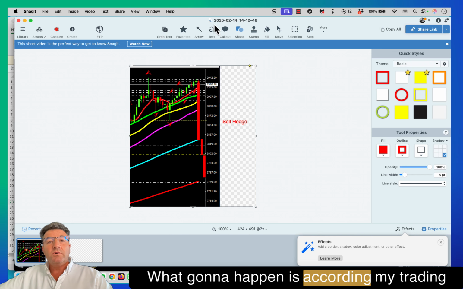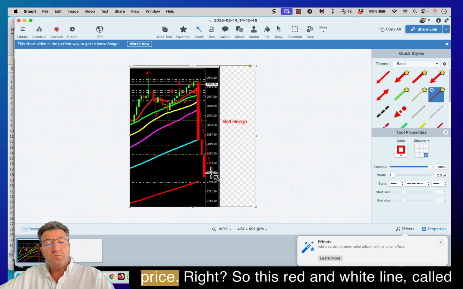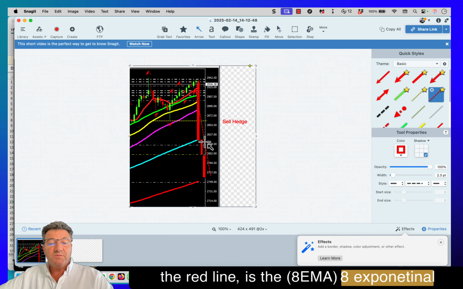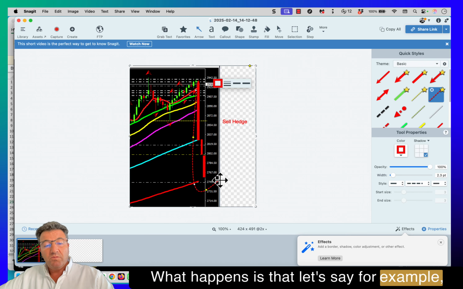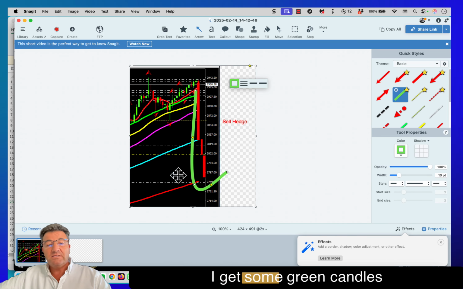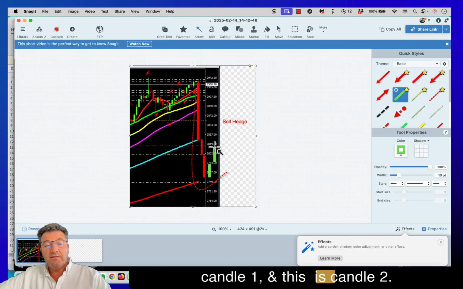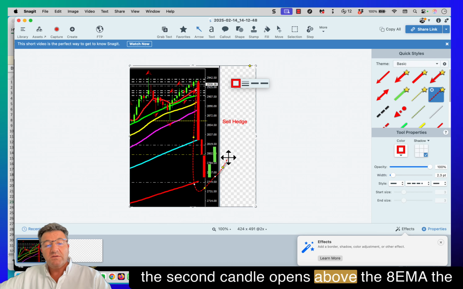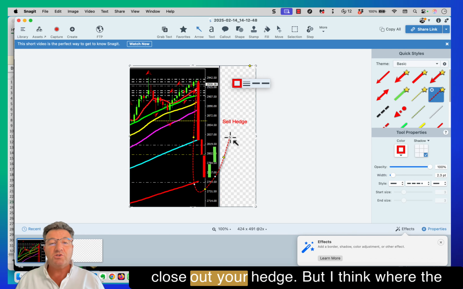What's going to happen is, according to my trading methodology, that the ATMA follows the price, right? So this red and white line, let's just call it the red line, is the 8 exponential moving average. Now, let's say, for example, this is when I know that the trend has turned. I get some green candles. So we'll just draw in some green candles. This is candle 1 and this is candle 2. So my trading methodology states that when the second candle opens above the ATMA, the trend has reversed north, and you can then close out your hedge.